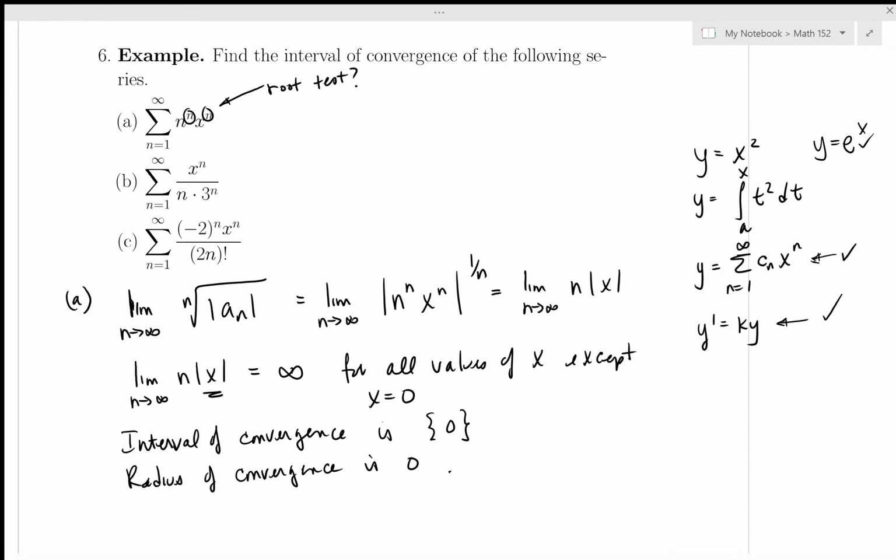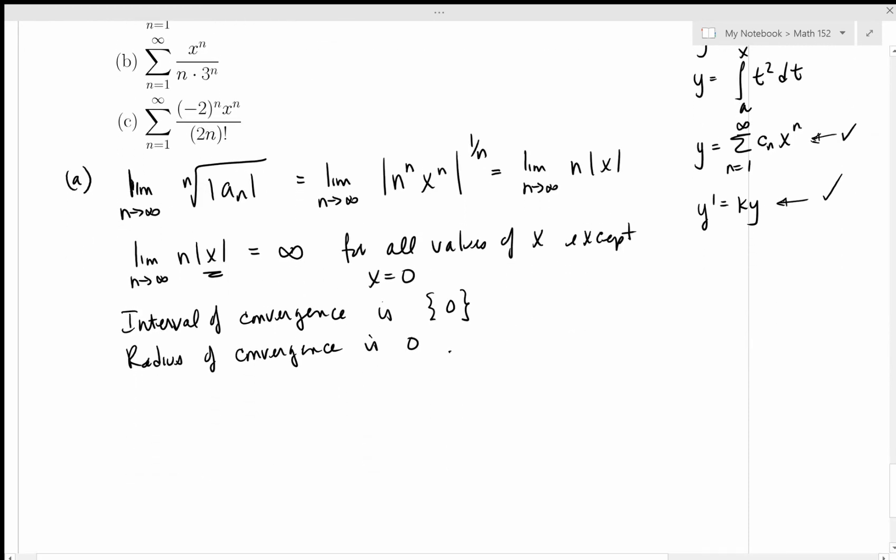Okay, so this is an uninteresting series because we can do pretty much nothing with it. It only converges when x is 0, and we can see that f of 0 is 0. So, that's that. It's not very exciting. Okay, let's take a look at B.